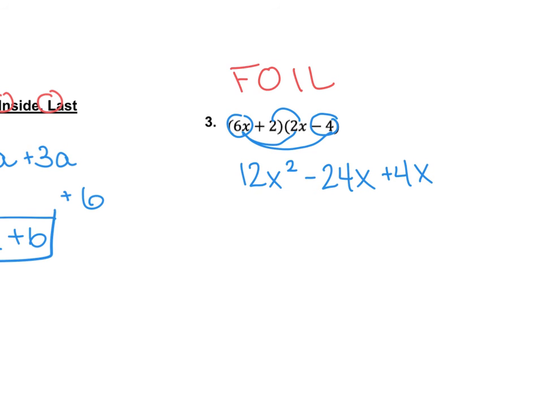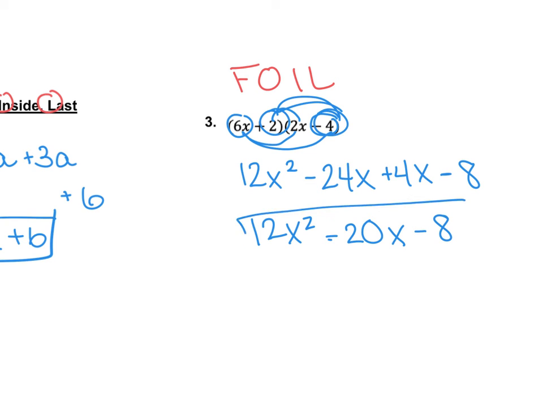And then the L stands for the last two terms. So then we'll have negative 8. So now let's put it all together. We have 12x squared minus 20x minus 8. And once you've combined everything, it's all finished.